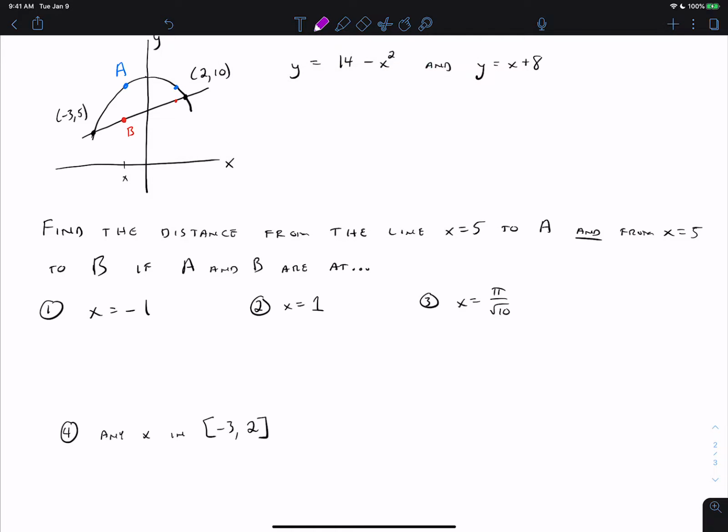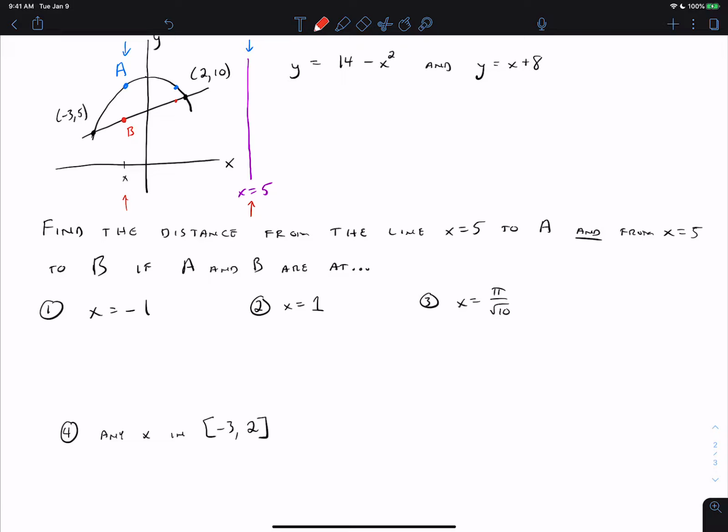This time, x equals 5 is a vertical line, and it's to the right of the region. So when we look at the distance from point A to the line, we're talking about the distance from this vertical line to the point A over here, and so that's a horizontal distance. We take the right x minus the left x. For point B, we're doing the same thing, the distance from the x here to the x here, and so we take the right x minus the left x.